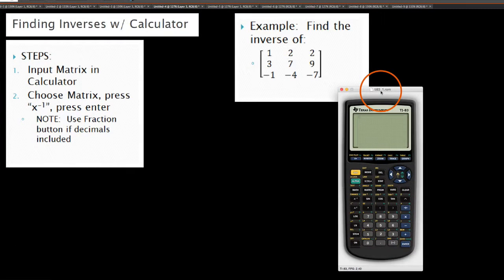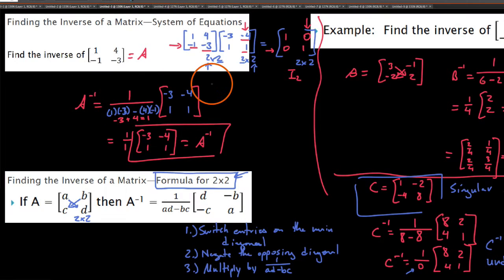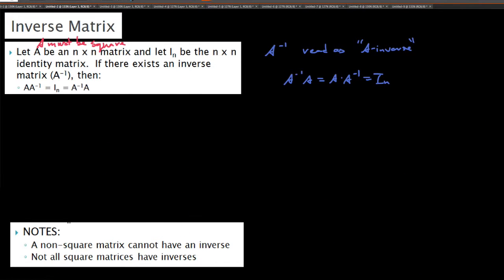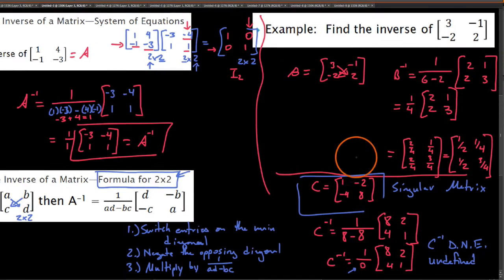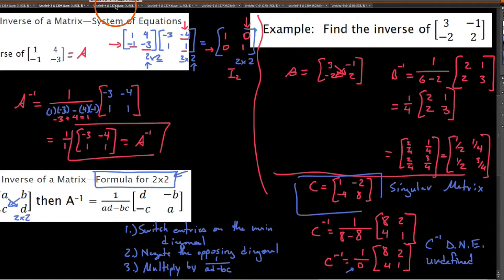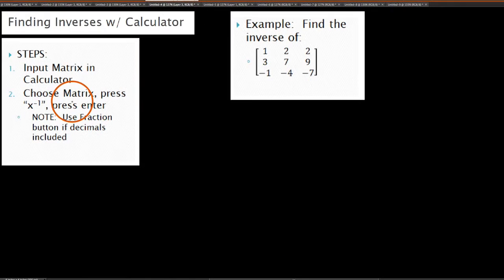Okay, YouTube, in this video we're going to cover how to find the inverse of a matrix with a calculator. Recall first of all that to find the inverse of a matrix, it has to be a square matrix. Only square matrices have inverses, and also let's keep in mind that not all square matrices have inverses, and we saw an example of this in the last video where we had an undefined inverse matrix. So when we talk about finding these in a calculator, it has to be a square matrix.